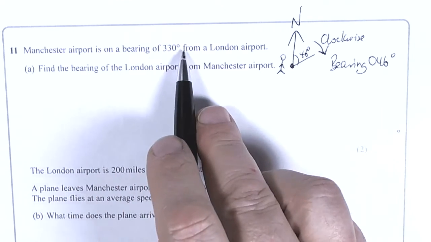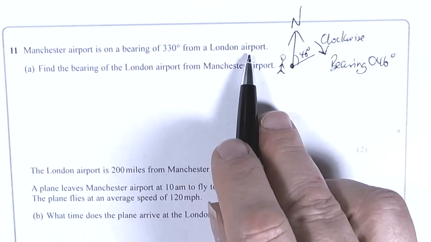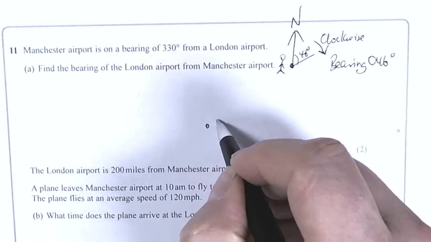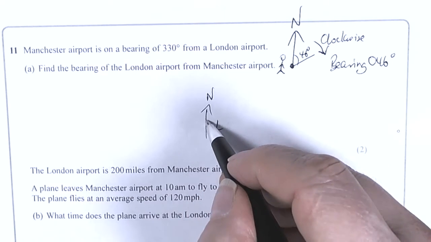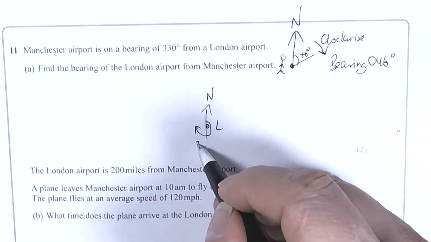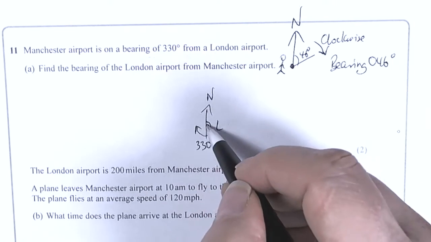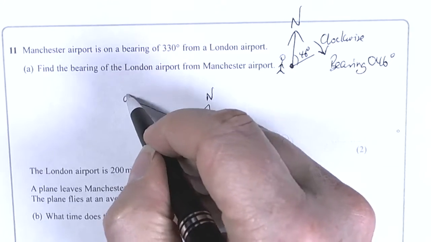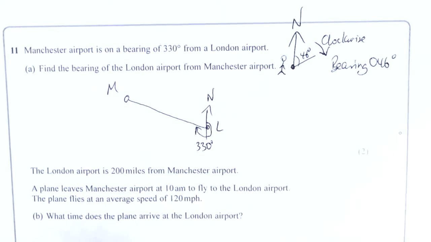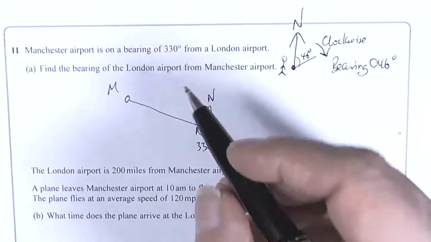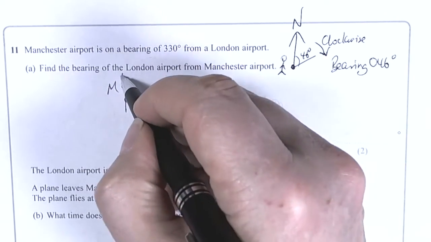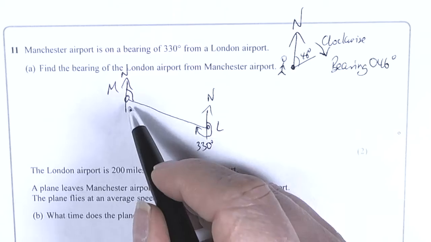Manchester Airport is on a bearing of 330 from a London airport. So basically there's a London airport over there, north, and we've turned on a bearing of 330, so that's going to be 330 degrees altogether, and we're looking at Manchester Airport. The question wants us to find the bearing of London from Manchester. So again we've got to think about north, and literally we want this angle here.